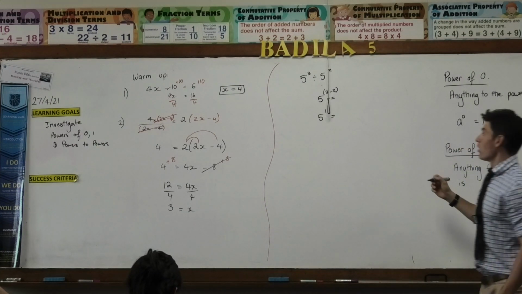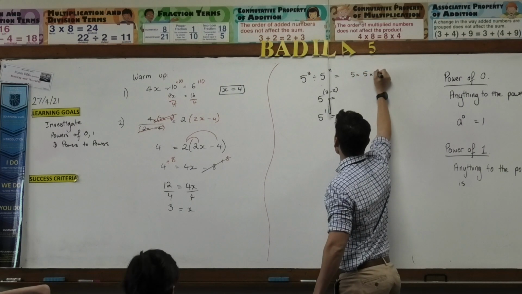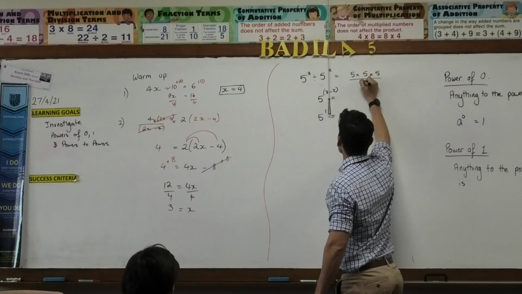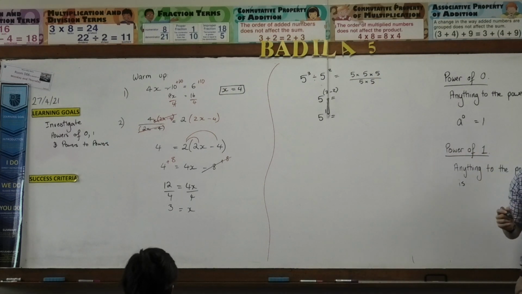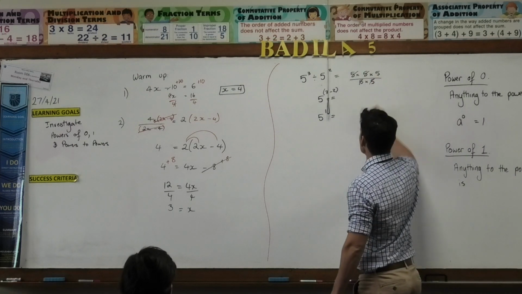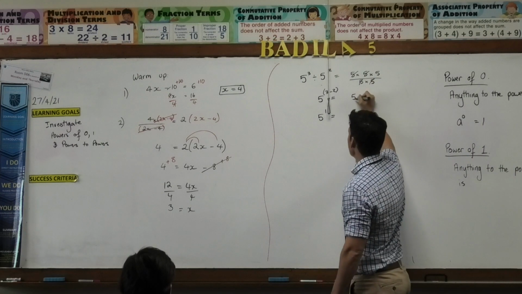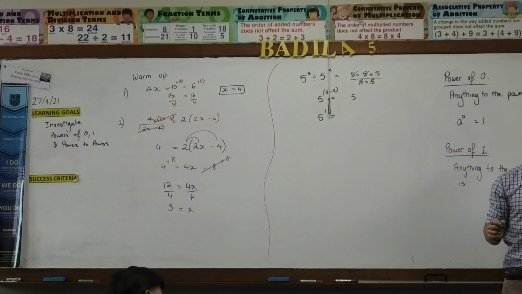Now, if I write the expanded form of that out, that would be 5 times 5 times 5 divided by 5 times 5. Correct? What do I do at the top and the bottom? Cancel 2 of them out. So I'd be left with 5. So 5 to the power of 1 equals 5.